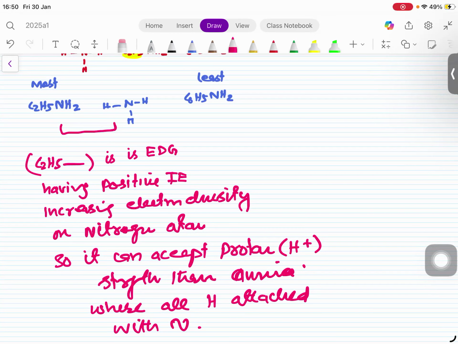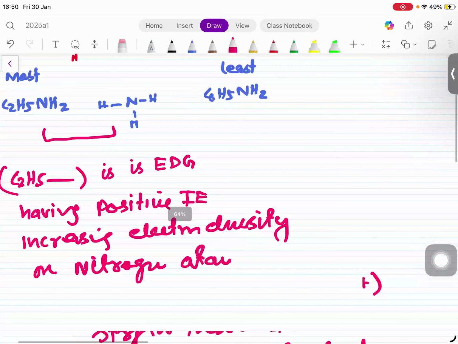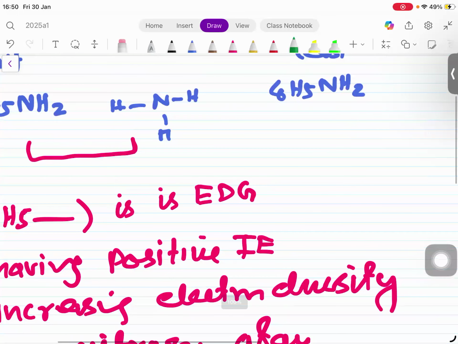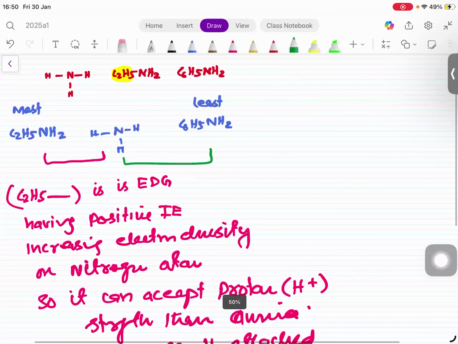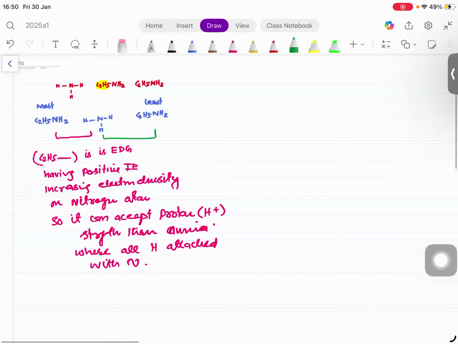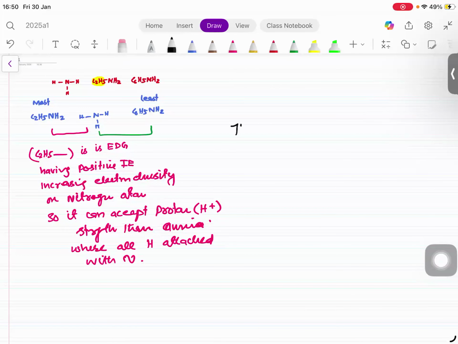Now, what about the rest? Now you have to explain these two. Forget about the ethylamine. Now just compare phenylamine with ammonia. What do you think? Now you have to tell why phenylamine is less basic. Yes, so you can say that the lone pair of electrons of nitrogen, there are two ways to say this, so I'm going to write both ways.